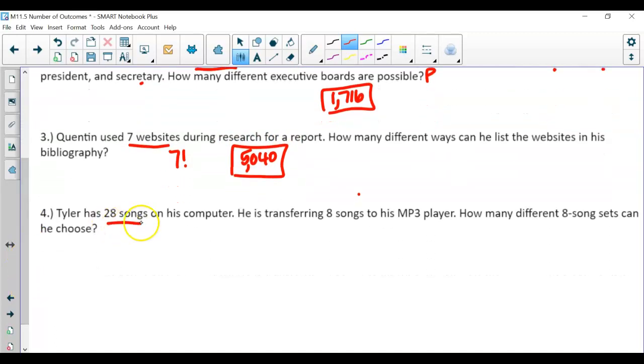Then here, there are 28 songs on his computer. How many different 8-song sets can he choose? So again, you're just making groupings. So this is a combination. So here you should have gotten out of your combinations 3,108,105.